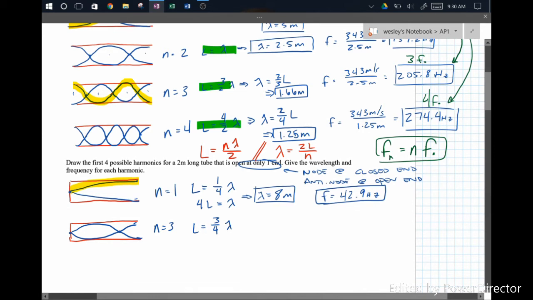So if we take that, that's going to be lambda. Oh, sorry. So now 4L over 3 is equal to my wavelength. And that makes my wavelength 2.66 meters. And then if we solve for the frequency, that's 343 meters per second divided by 2.66 meters, or 128.6 hertz.